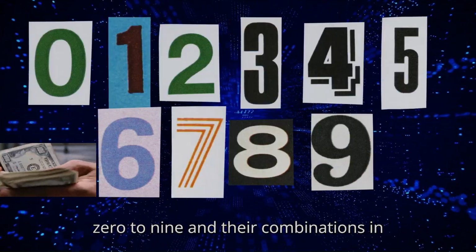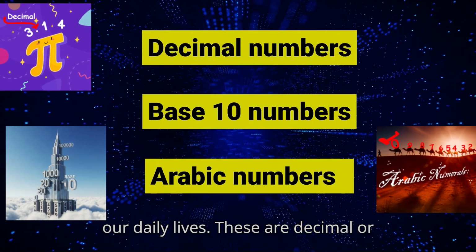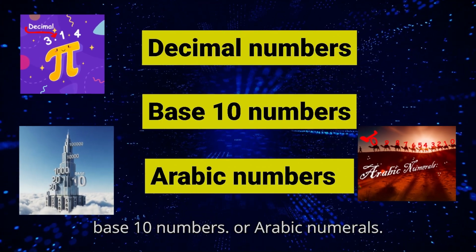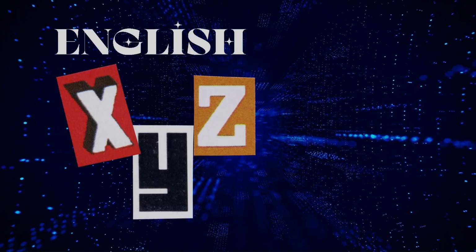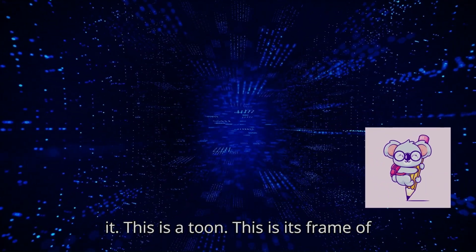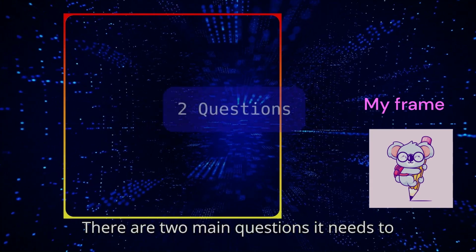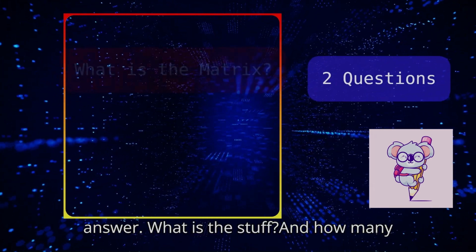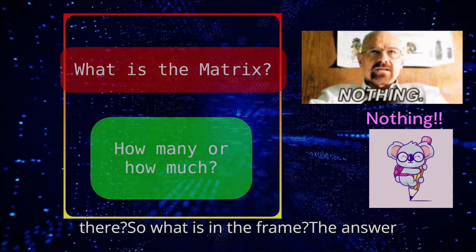We all use the numbers 0 to 9 and their combinations in our daily lives. These are decimal, or base 10 numbers, or Arabic numerals. In this video, we will use English and recreate binary mathematics out of it. This is a frame. This is its frame of reference to see or experience stuff. There are two main questions it needs to answer. What is the stuff? And how many, or how much, of the concerned stuff is there?